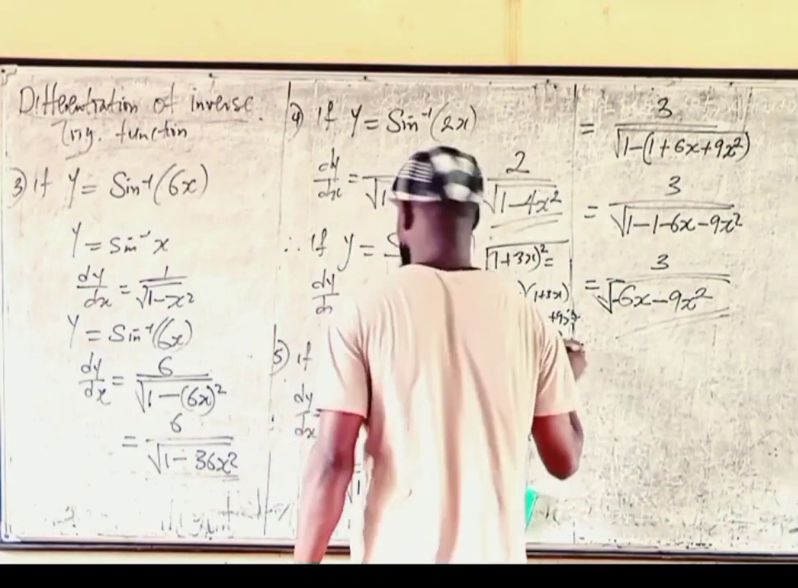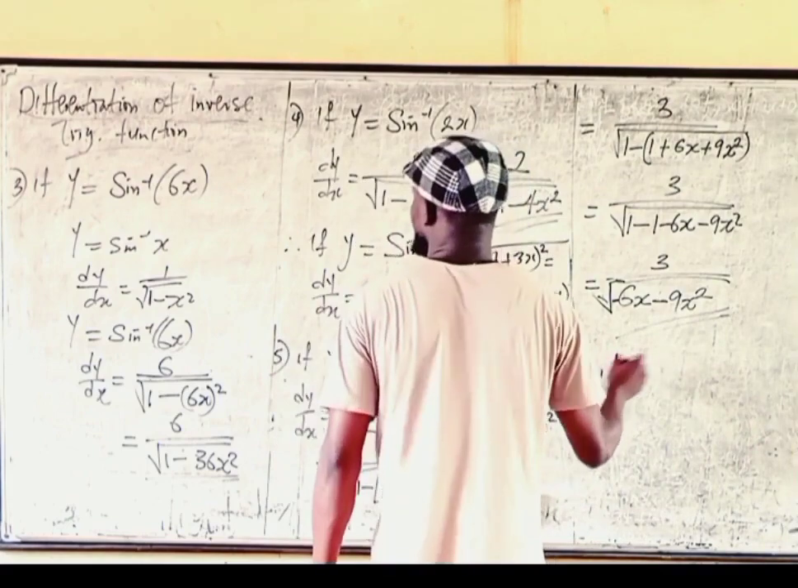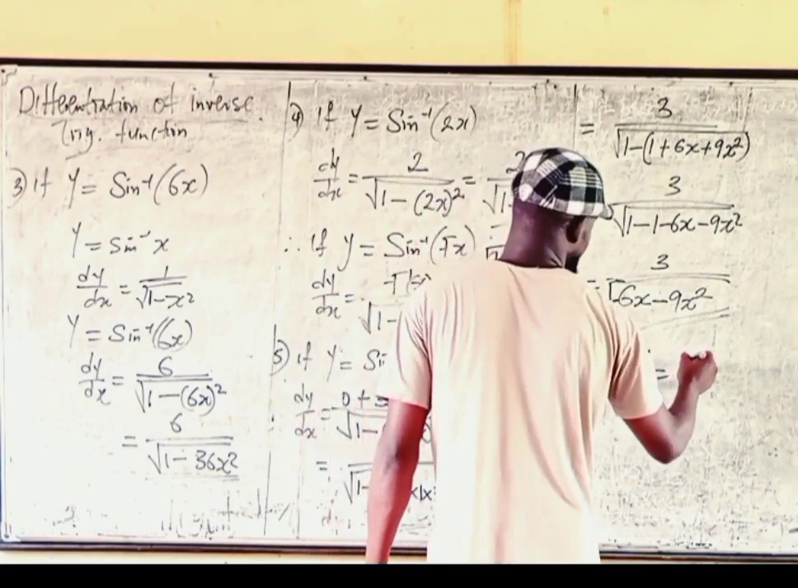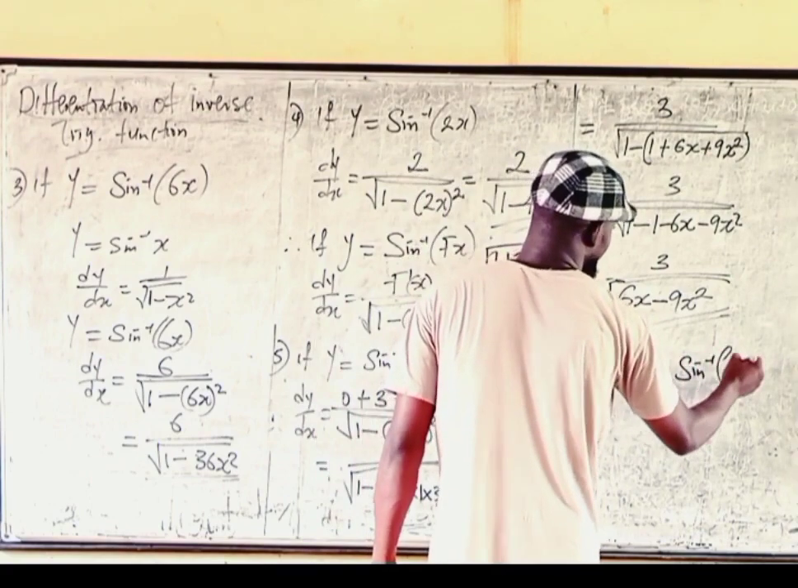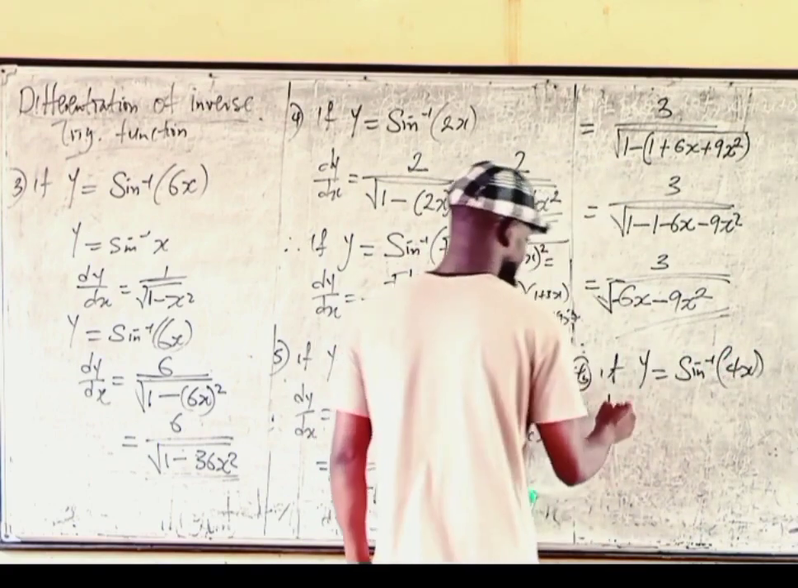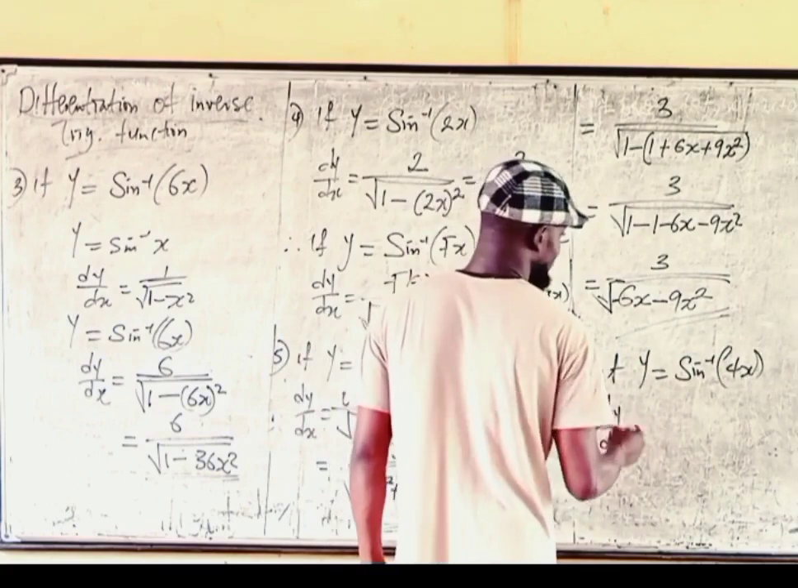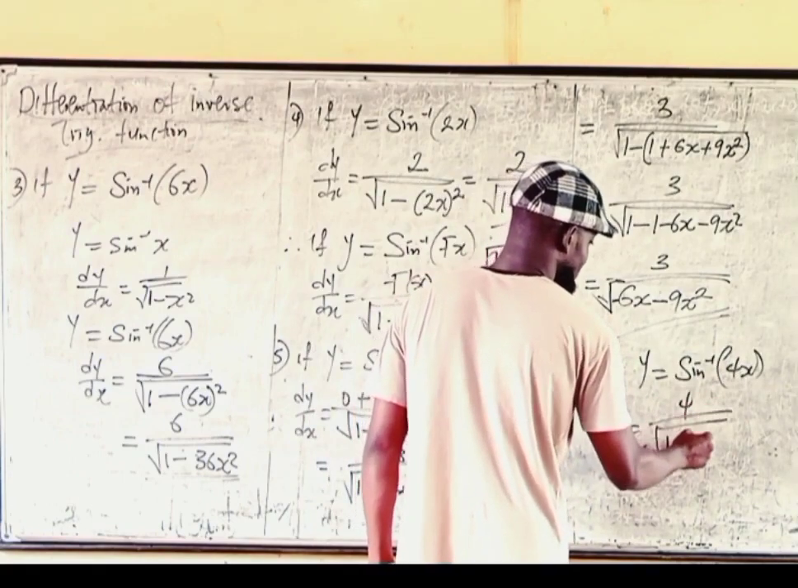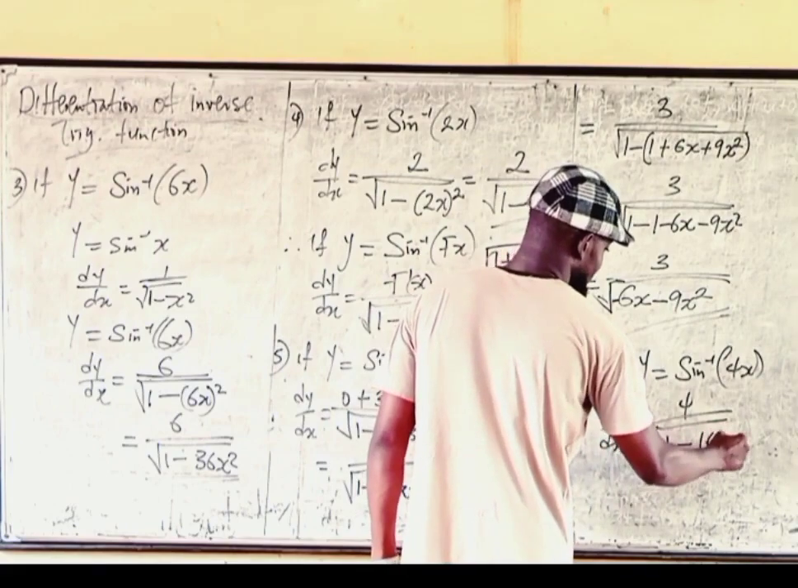Let's see question 4 now. Question 4b: if y is equal to, let's say, sine inverse of 4x, dy over dx will be equal to 4 over the square root of 1 minus 16x squared.